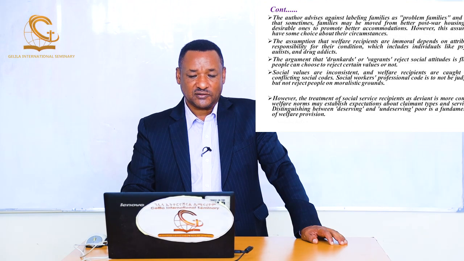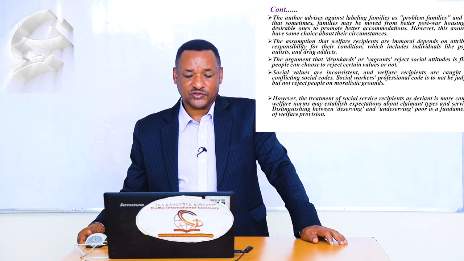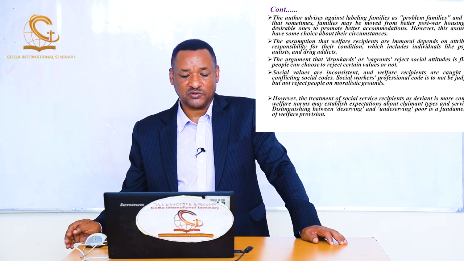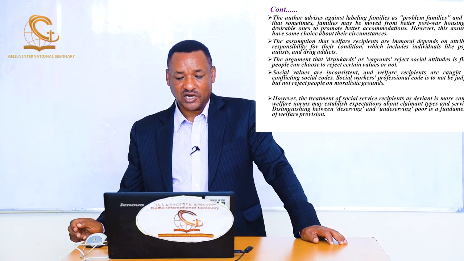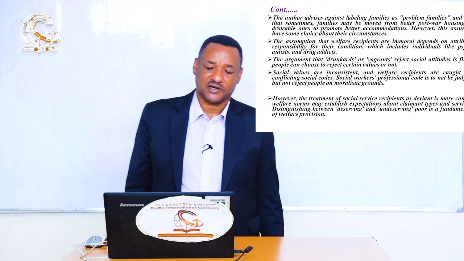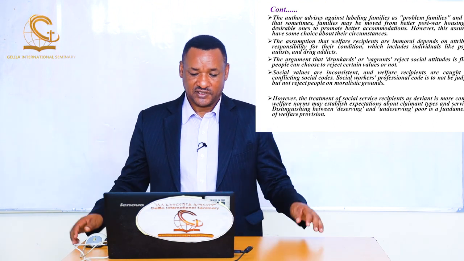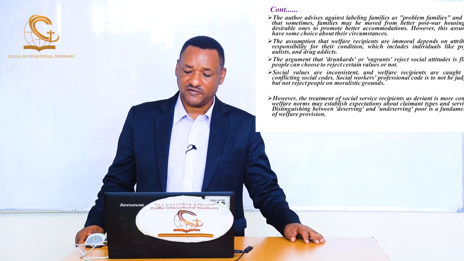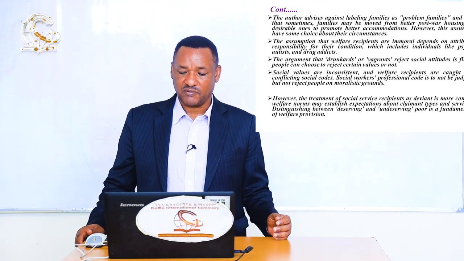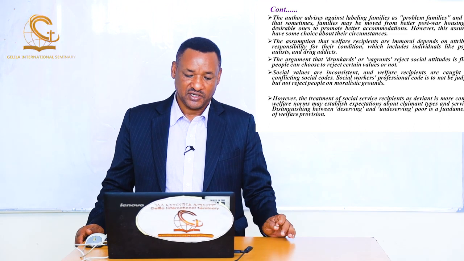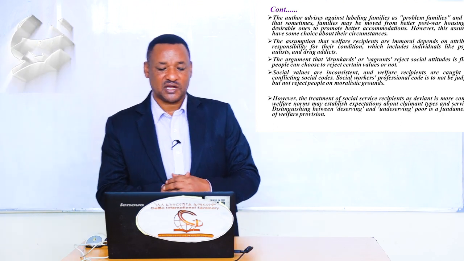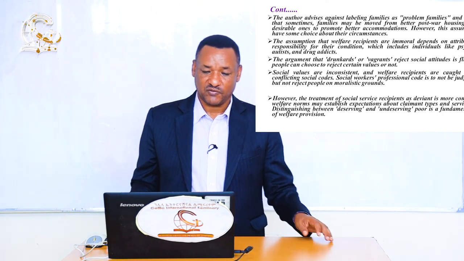Therefore, we conclude that social values are inconsistent and welfare recipients are caught between conflicting social codes. The social workers' professional code is to be non-judgmental and not reject people on moralistic grounds. However, the treatment of social service recipients as deviant is more complex, as welfare norms may establish expectations about claimant types and service types. Distinguishing between the deserving and undeserving poor is a fundamental part of welfare provision.